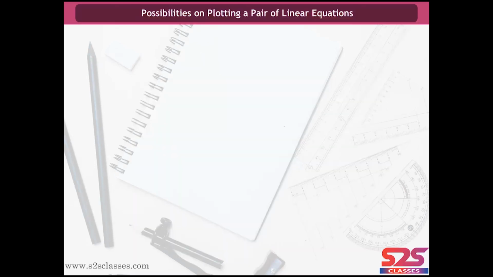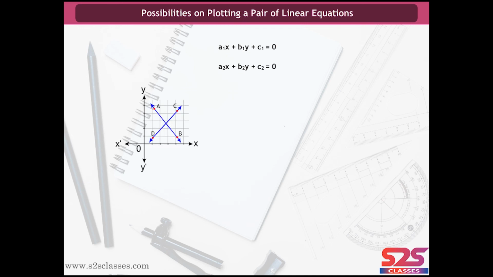Possibilities of plotting a pair of linear equations. Consider the general form of two linear equations: a1x plus b1y plus c1 is equal to 0 and a2x plus b2y plus c2 is equal to 0. Now geometrically, what happens? Both of them represent straight lines. Now when we have two straight lines, there can be some possibilities.